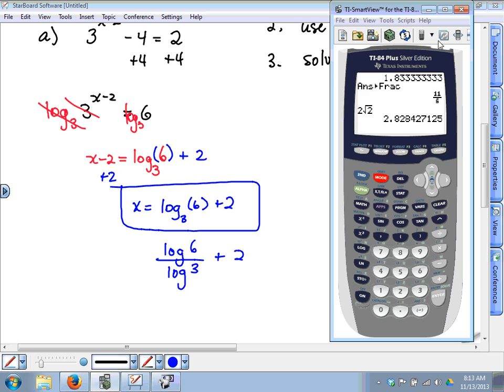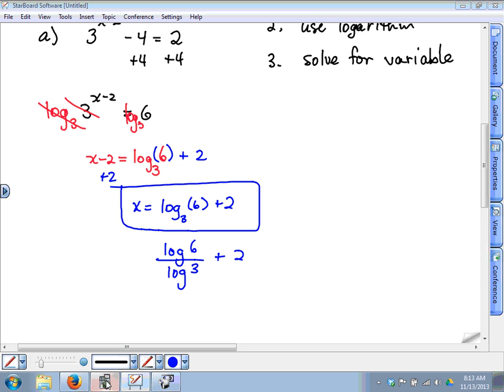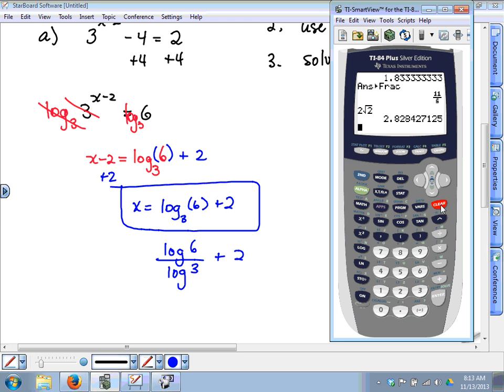So log 6, divide that by log 3. Make sure you close your parentheses on your calculators too. Then hit enter. Then add 2. So the approximate answer is 3.63 using a calculator.